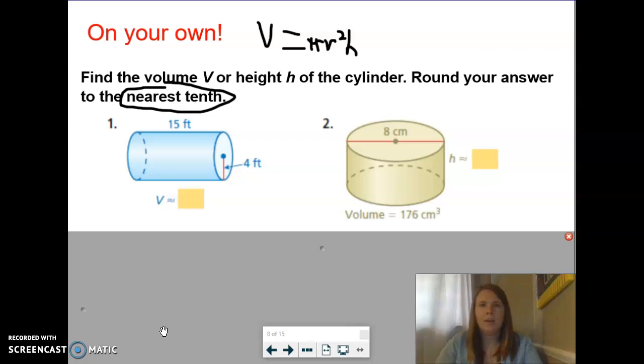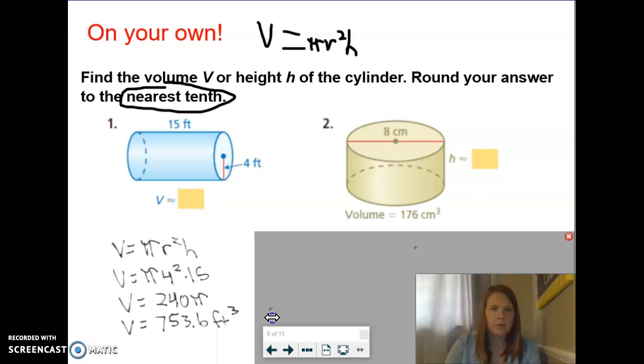Alrighty, welcome back. You should have gotten the answer for both of these problems, so I'm going to show you my work and explain how I solved these. So for your first one, it's very straightforward. You're just going to throw your radius and your height into this formula. So my radius is 4. I'm given a radius, not a diameter.